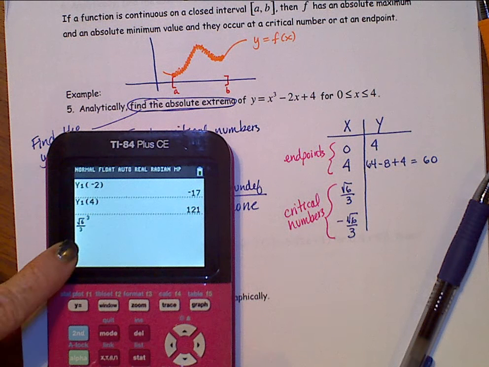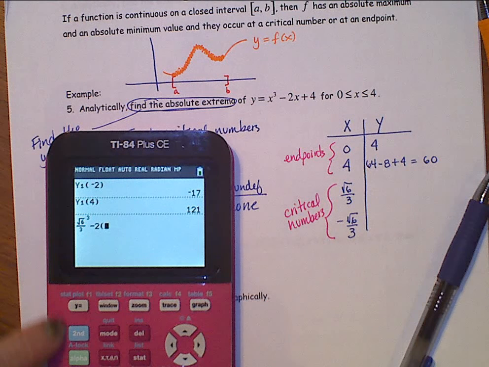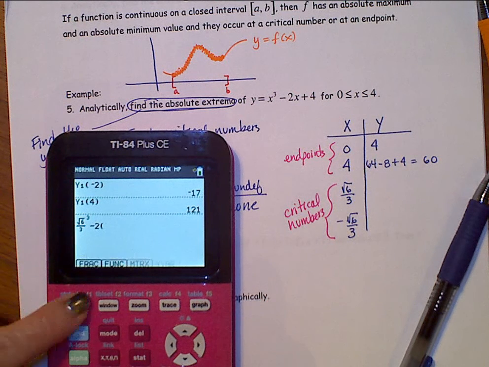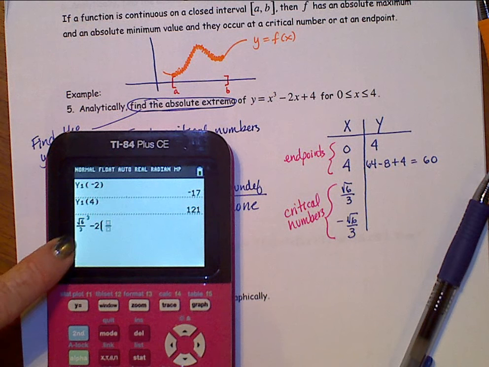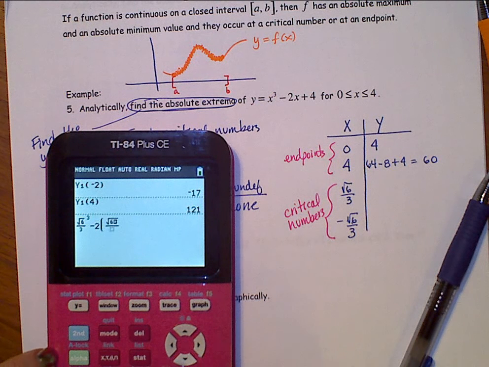Square root 6 over 3 cubed, and then minus 2 times the square root of 6 over 3, plus a 4. And we have 2.911.